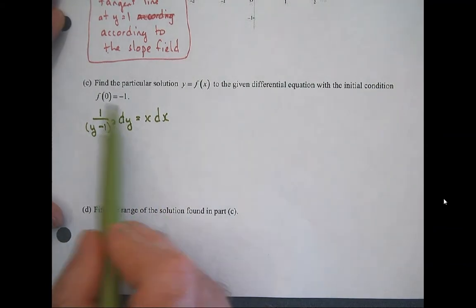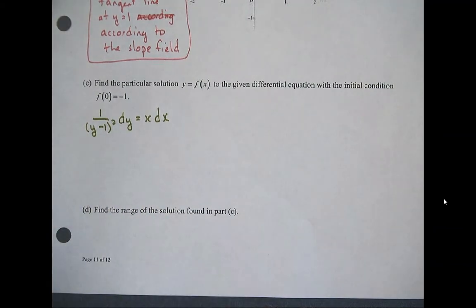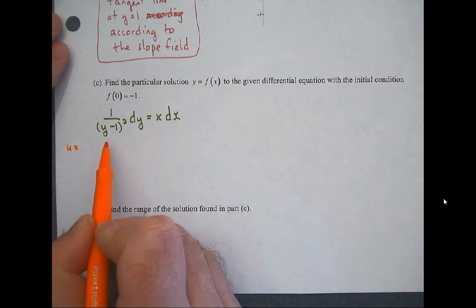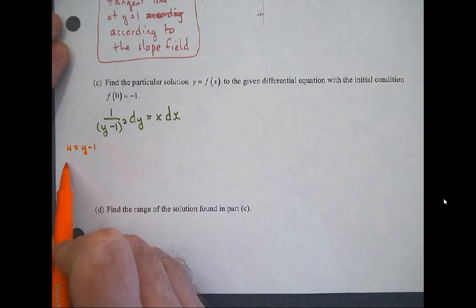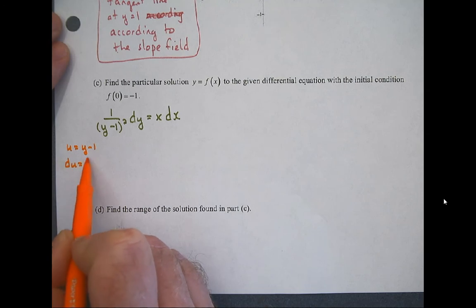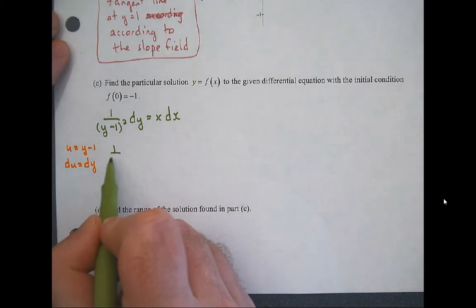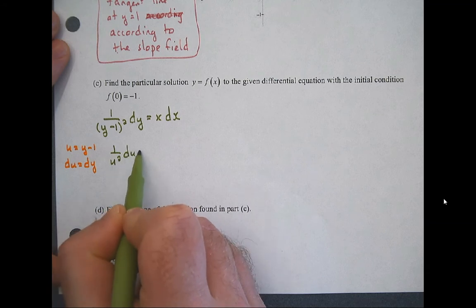How would you integrate this? Come on. Okay, this is a u du. Man, you got to see it. If you can't see it, you're up the creek, dude. So this is a u du. My u would be y minus 1. My du would be dy. So do I have to account for anything? I do not. So this becomes essentially 1 over u squared du.